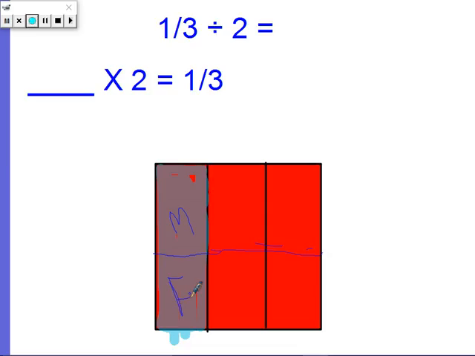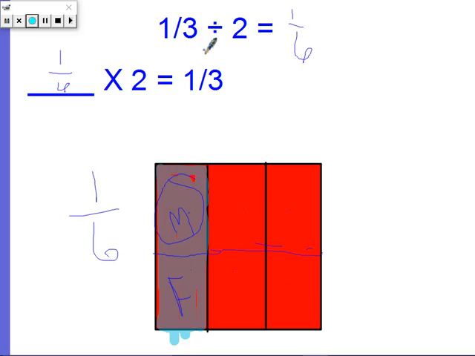Well, I got 1 part out of, how many parts would there have been? 1, 2, 3, 4, 5, 6. 1 part out of 6, so 1/3 divided by 2 equals 1/6, or 1/6 times 2 equals 1/3. Well, that makes sense to me because I remember when I was doing my equivalent fractions, 2/6 equals 1/3.